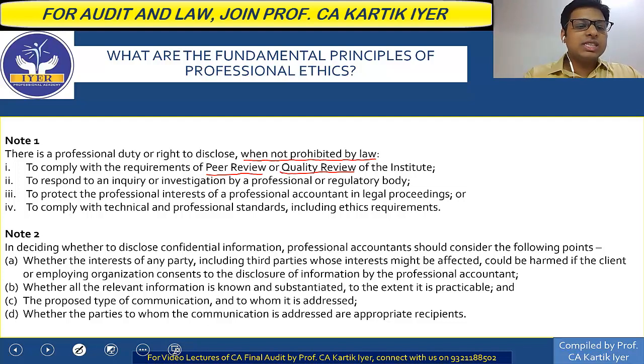Next is to respond to an inquiry or investigation of a professional or regulatory body. So if there is a case of inquiry or investigation, they will have to reveal the information in relation to the client. To protect the professional interest of the professional accountant in legal proceedings, suppose a court case is going on where the CA will have to reveal some details of the client, then he can do it because he is protecting his professional interest. At the end, to comply with the technical and professional standards, including the ethics requirement. For that purpose, if the information has to be revealed, then he will have to reveal it.